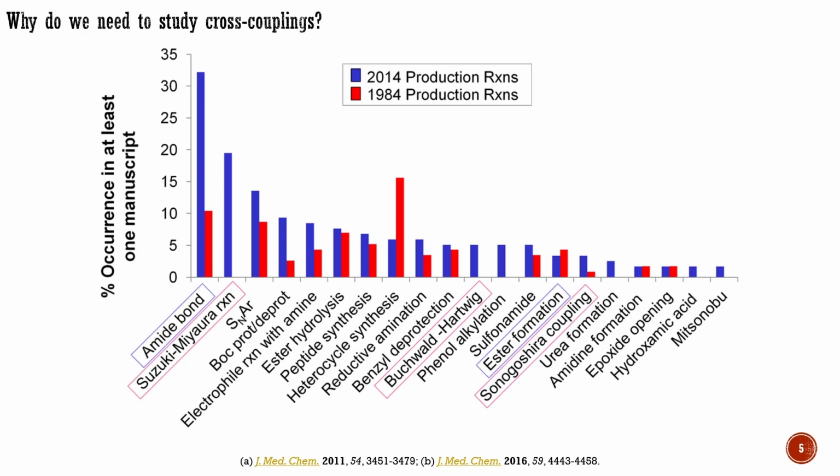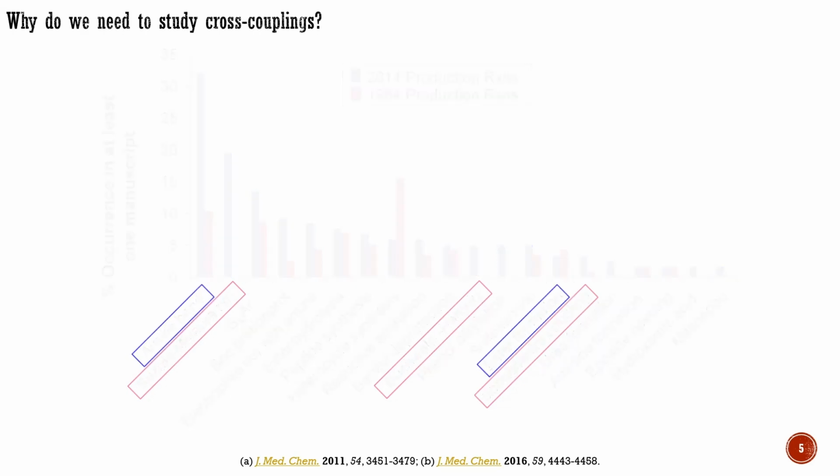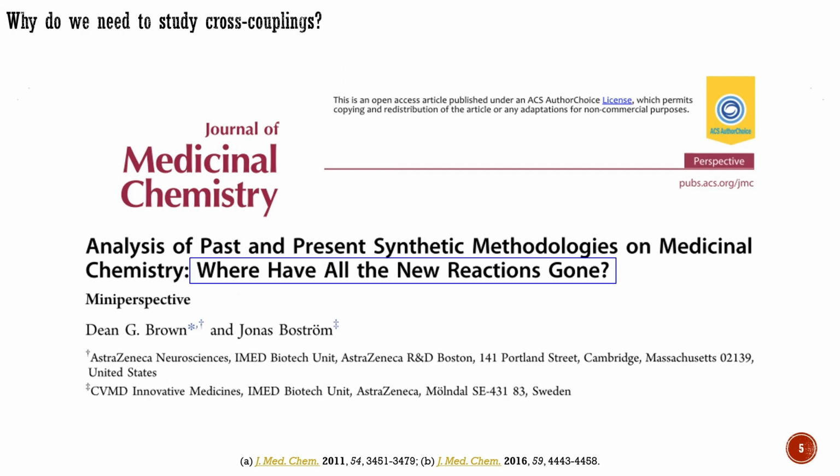amide bond formations and ester formations nowadays are frequently realized by carbonylative cross-coupling reactions. In this work, the authors raise another legitimate question. Where have all the new reactions gone? You see, medicinal chemistry predominantly is based on well-established and reproducible reactions, which exhibit good functional group tolerance.